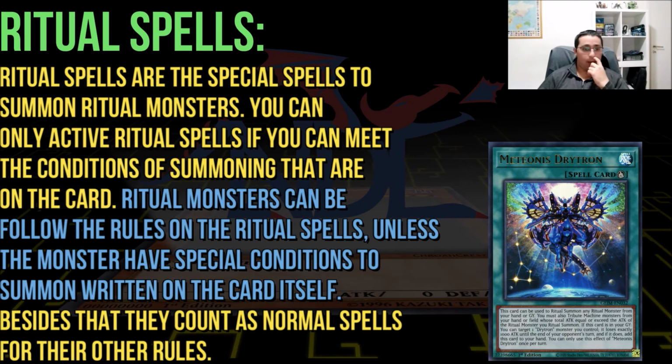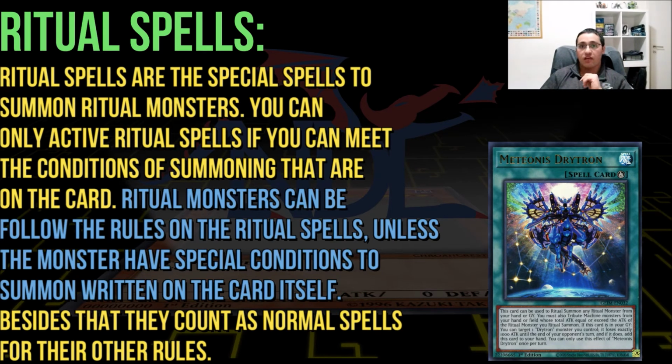While most of the time a specific ritual spell and a ritual monster go together, there are some specific ritual spells that mention that they can be used for any card, or they ritual summon any monster with a specific condition. If the ritual monster does not specify that you have to use this ritual spell and you have to use a specific condition, the one that will determine the summoning will be the ritual spell.